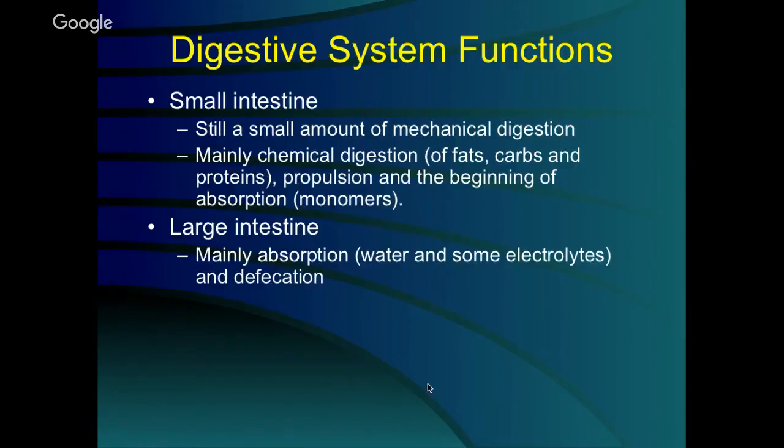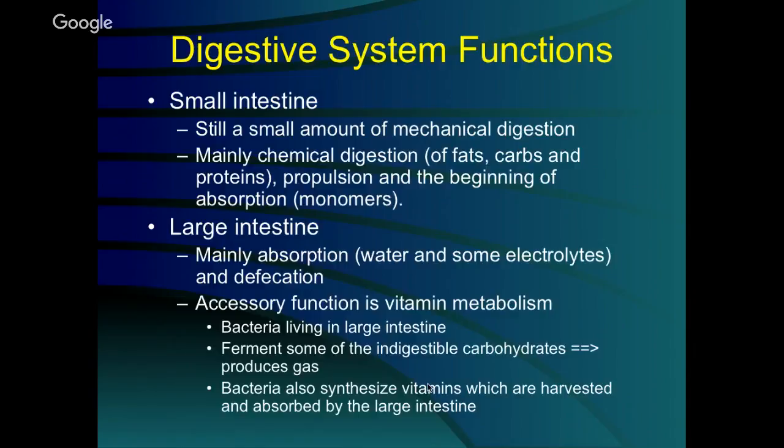In the large intestine, there's really no new digestion. If something's not digested by the time it reaches the large intestine, it's probably not going to be. But we still have a lot of absorption taking place, especially of water and salts, to help us form a compact waste product. And speaking of that, defecation obviously only occurs in the large intestine. The large intestine has some accessory functions similar to what we saw in the stomach.